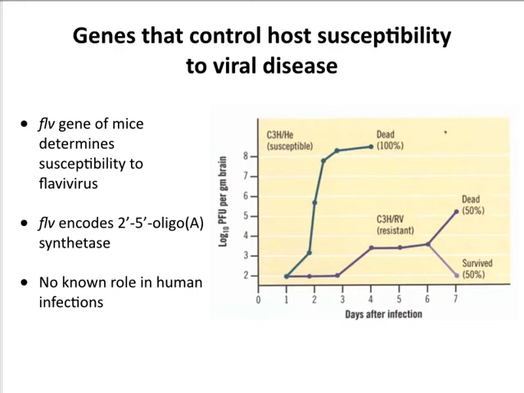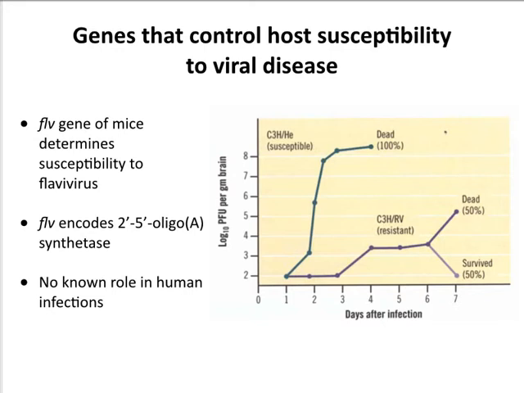It takes a long time. And it mapped to a gene called FLV, flavivirus susceptibility. It encodes 2'5' oligo A synthetase, which is an interferon stimulated gene needed to clear RNA virus infections. One of the outcomes of this gene is to degrade viral RNAs. So a mutation in this gene makes the mice more susceptible to infection.